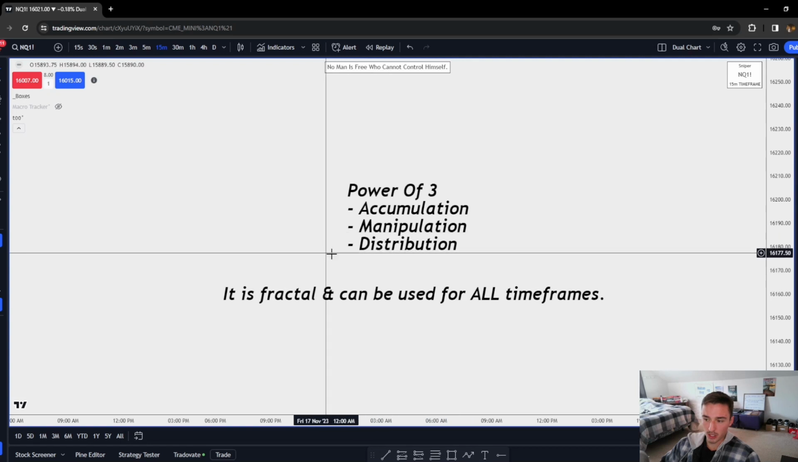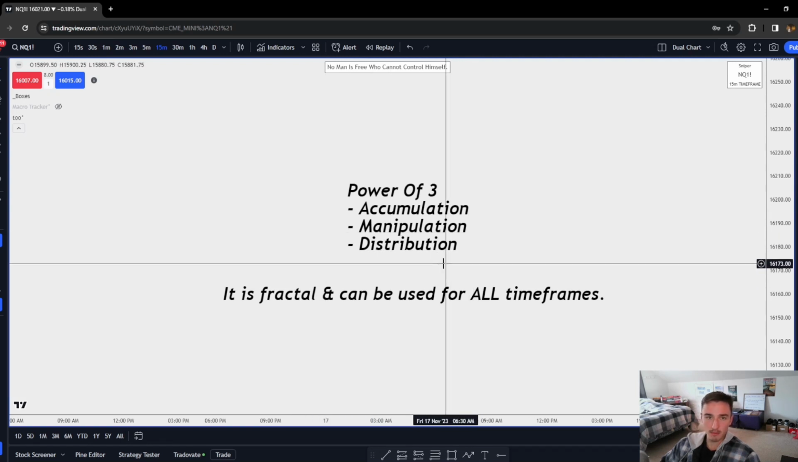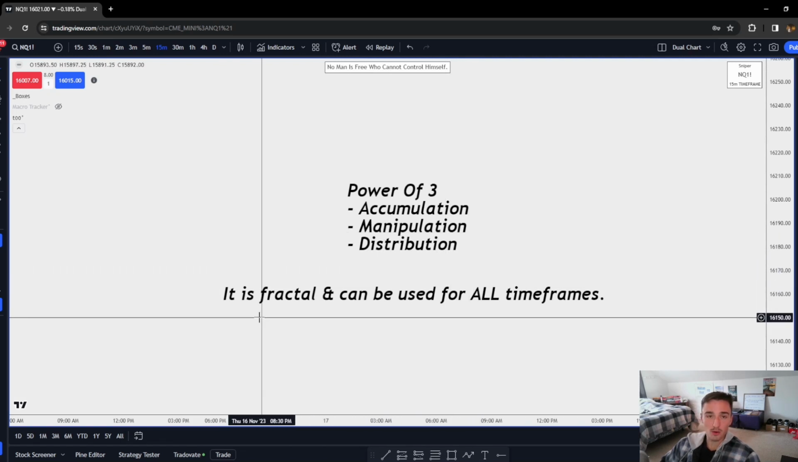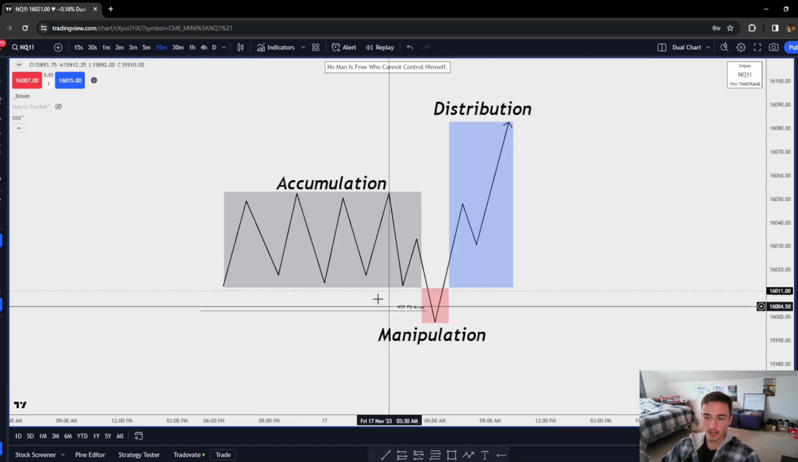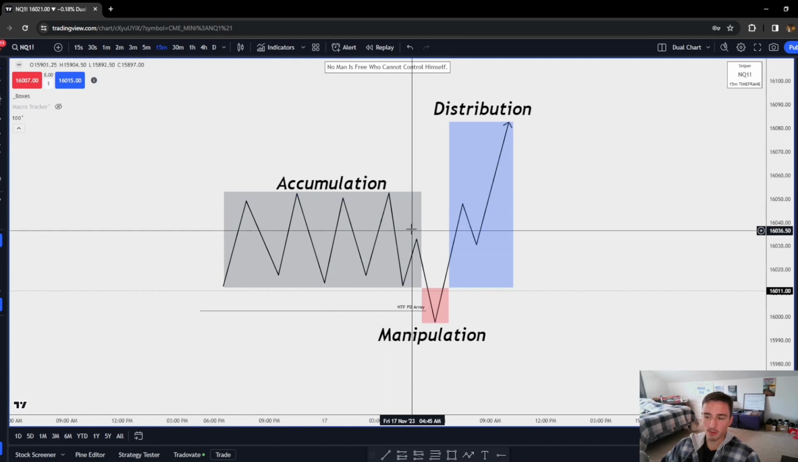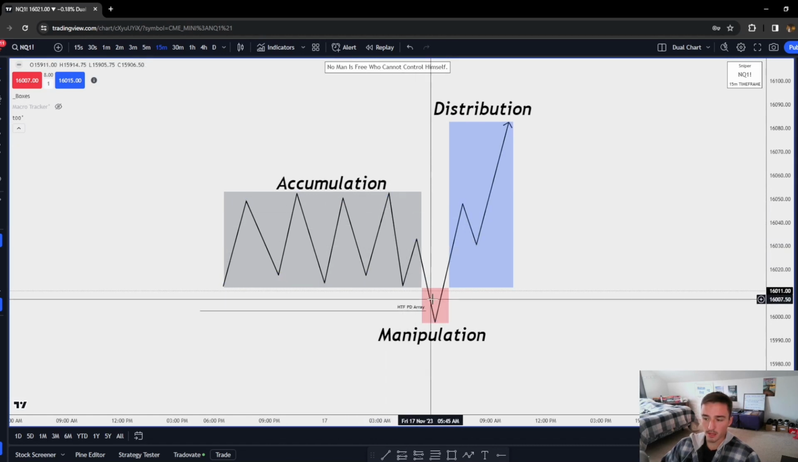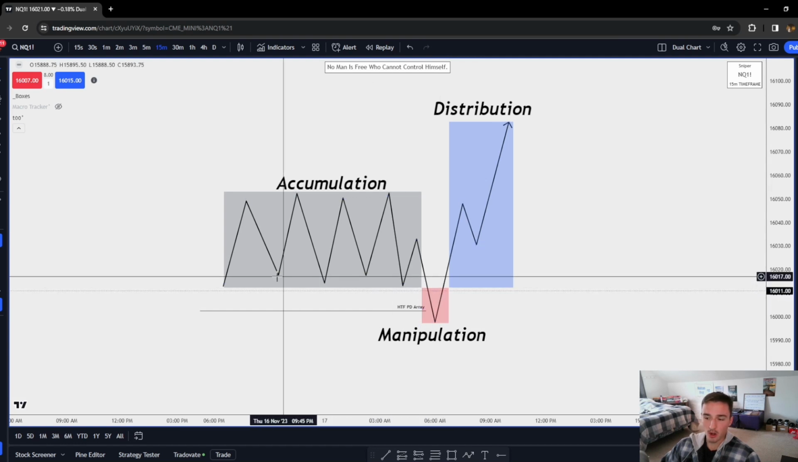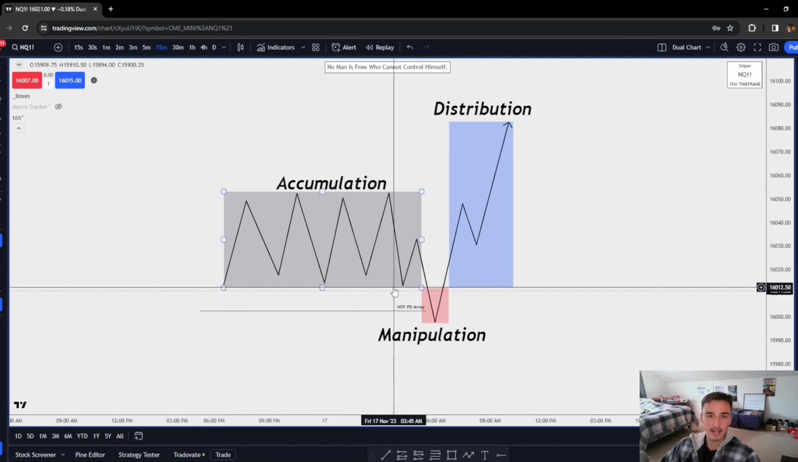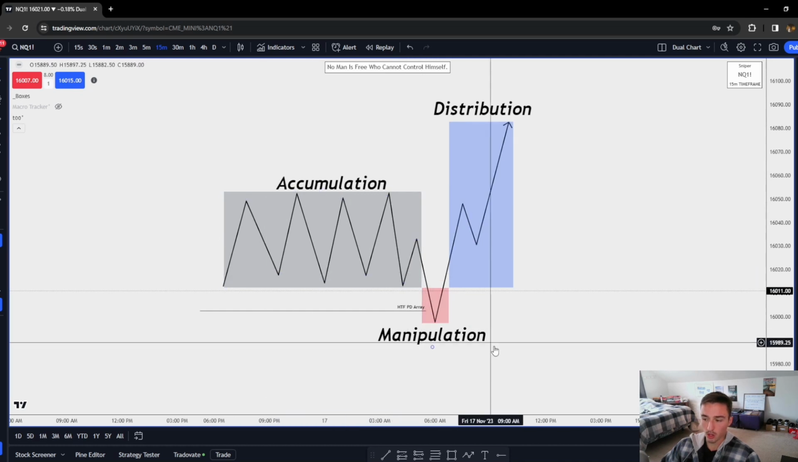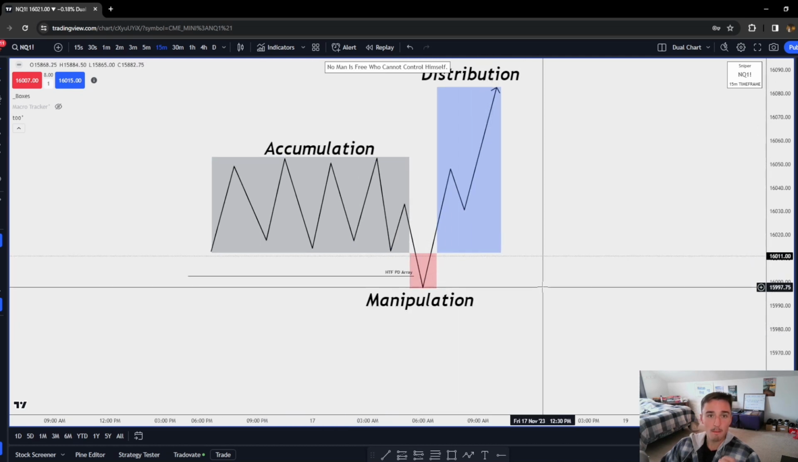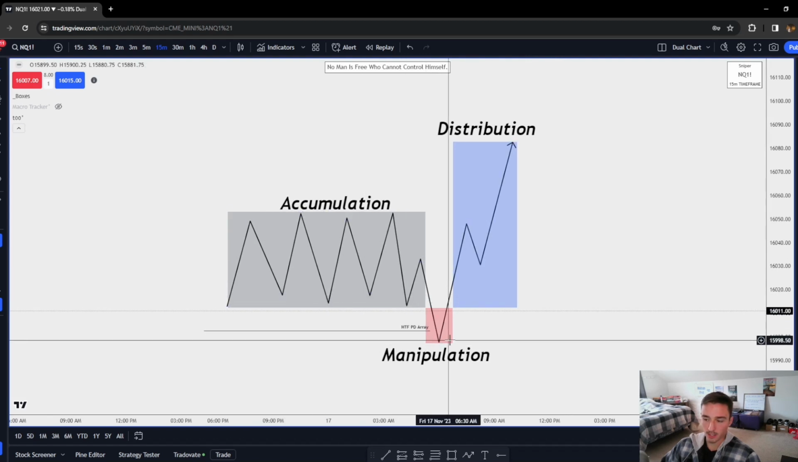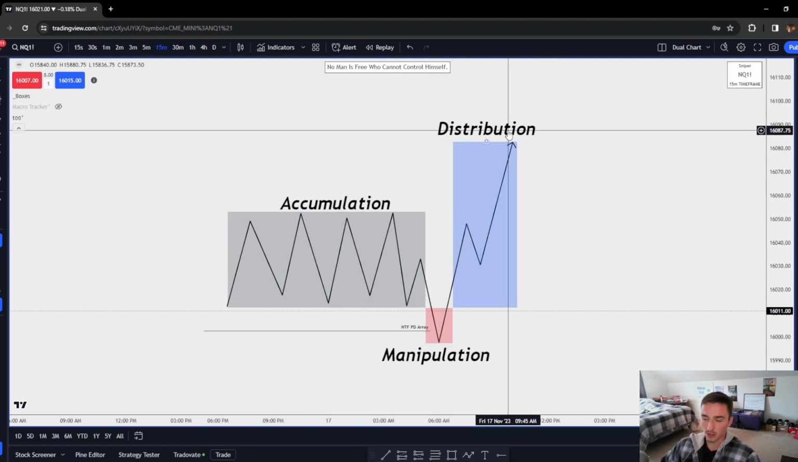Accumulation, manipulation, and distribution. And the concept of Power of 3 is fractal and it can be used on all time frames. What does the Power of 3 look like? It looks exactly like this. We have an accumulation phase, then we get our manipulation phase. What does the manipulation phase do? The manipulation phase stops out all the longs here and it induces shorts to have a breakout entry below all these lows, looking for the continuation lower, but it stops out all the longs in here, induces shorts, and then we get our distribution higher.